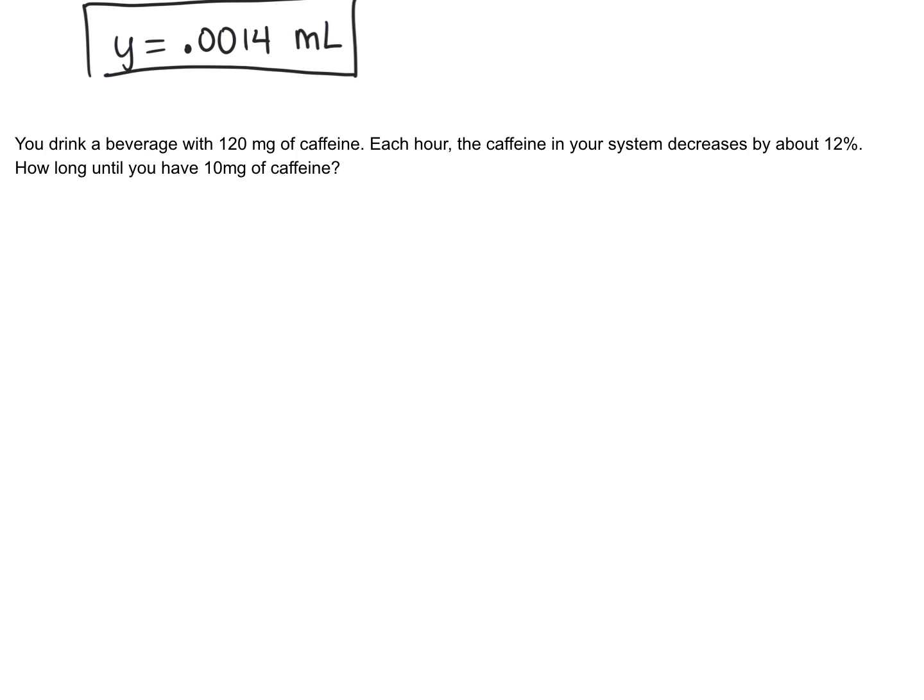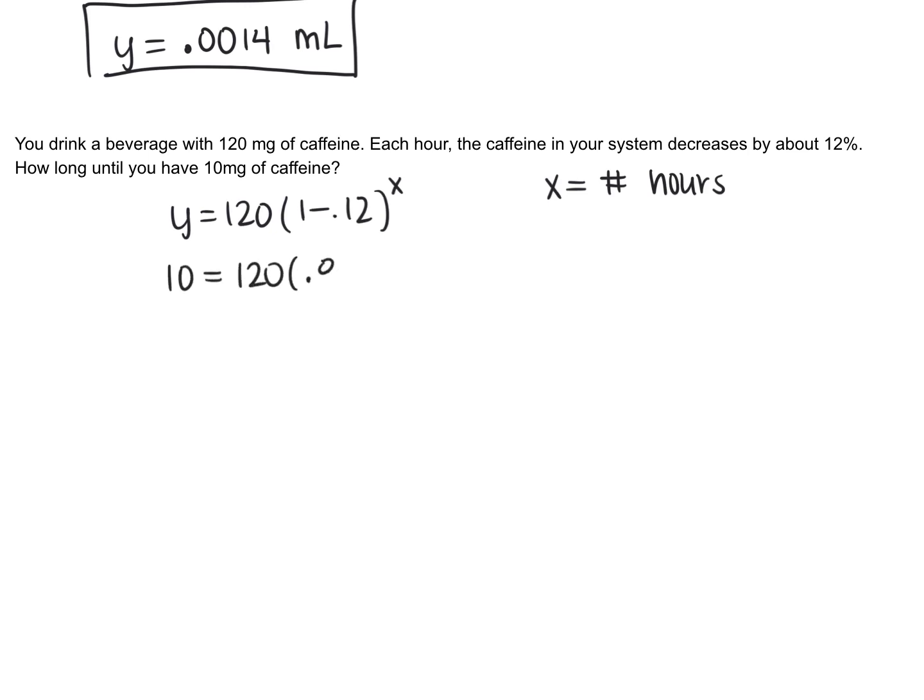For our second example, we have that you drink a beverage with 120 milligrams of caffeine. Each hour, the caffeine in your system decreases by about 12%. How long until you have 10 milligrams of caffeine? So we'll have y equals 120, and then (1 - 0.12)^x. X here is going to represent our number of hours. So we're looking specifically until we have 10 milligrams. So we're going to have 10 equals 120 times 0.88^x.